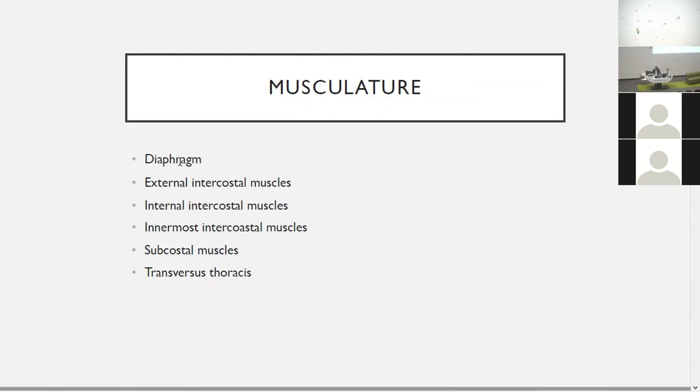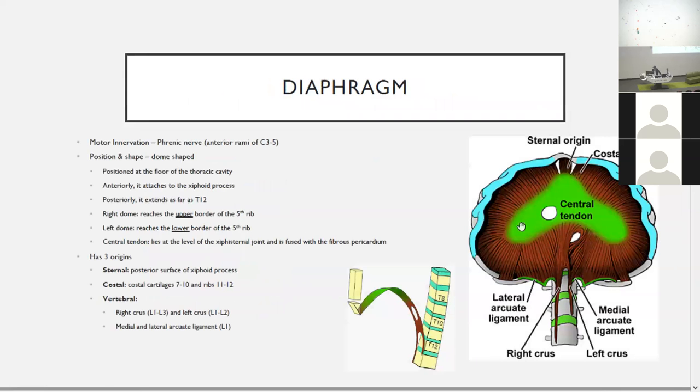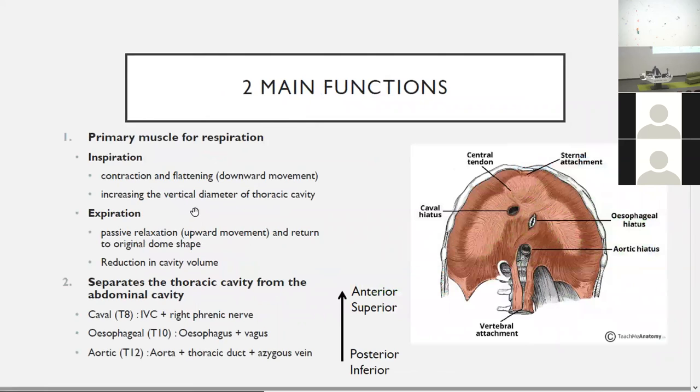So now we'll go on to the different muscles that form the thoracic wall. So you have your diaphragm. A diaphragm is a dome-shaped muscle. It has two parts, the left and the right side. And these are all the origins and everything. I don't know how important this is, but if you have time, you can read through it. But this is what's important.